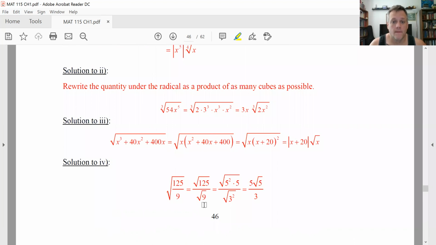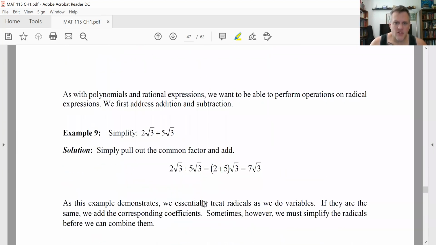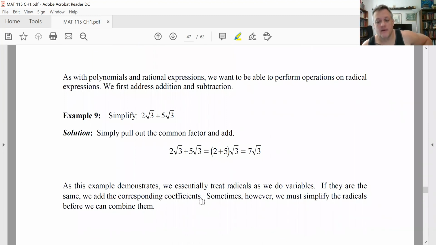All right, let's go on to adding and subtracting. Now that we know how to simplify radicals, let's go on to adding and subtracting, multiplying, and dividing them. Basically, you want to think of the radical part as just like you would a variable part in an algebraic expression, right? So if this were 2x plus 5x, what you would have done is simply notice that the x's were identically the same. You would have added the 2 and the 5 and written that as 7x.